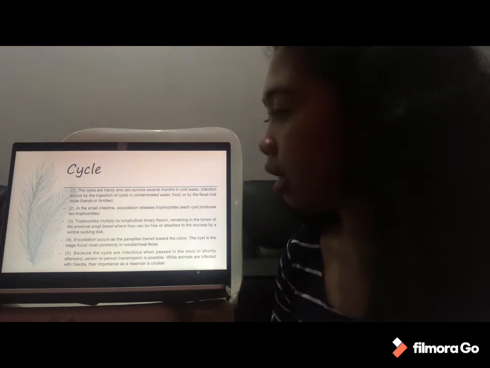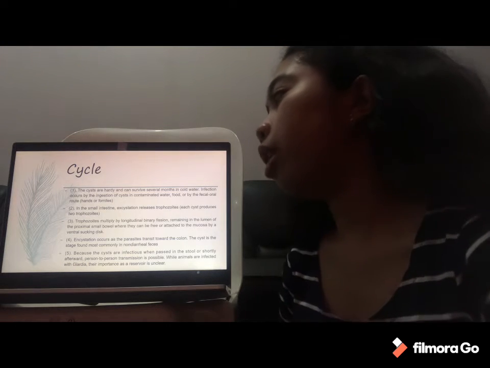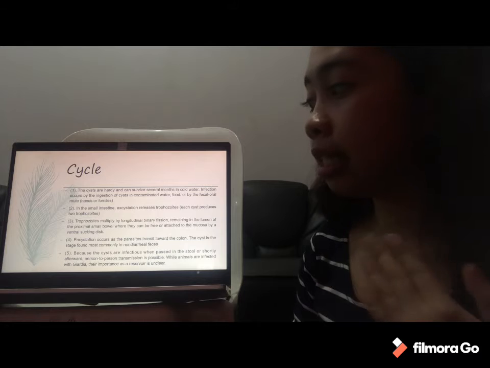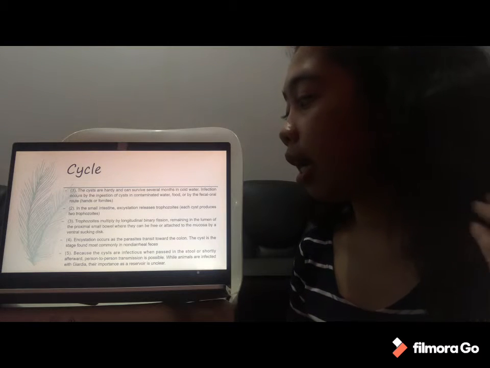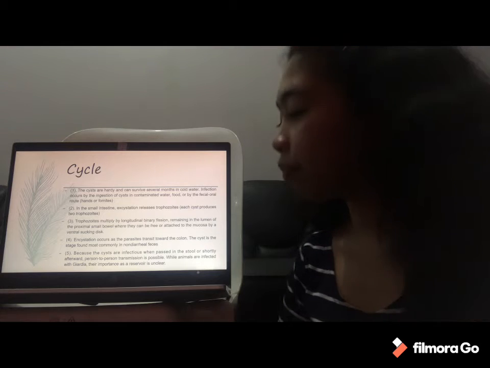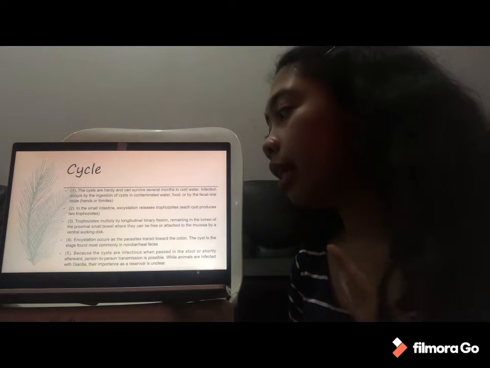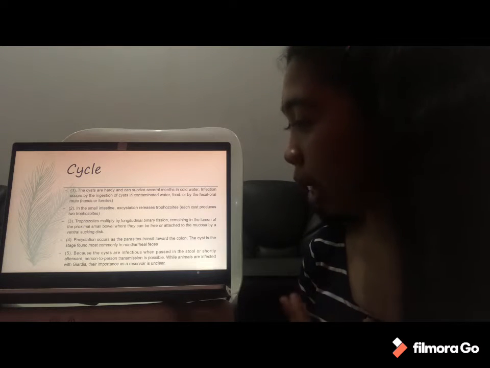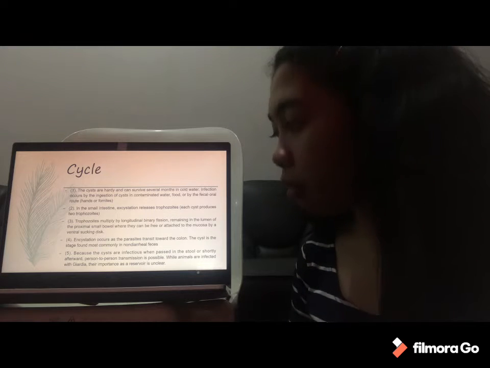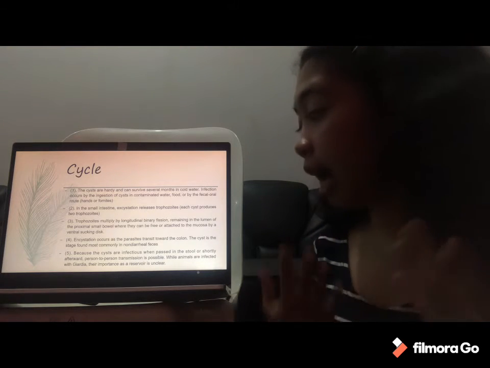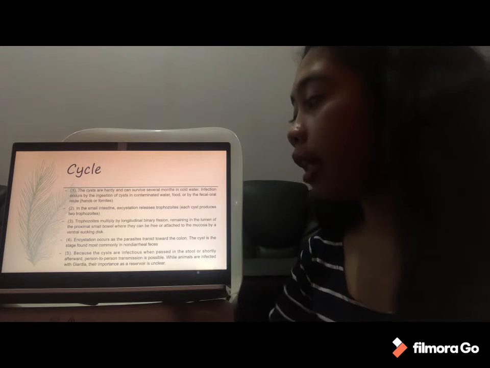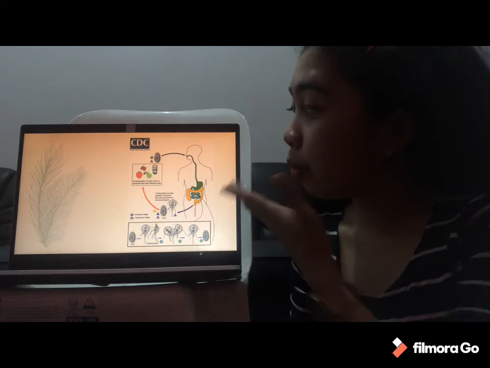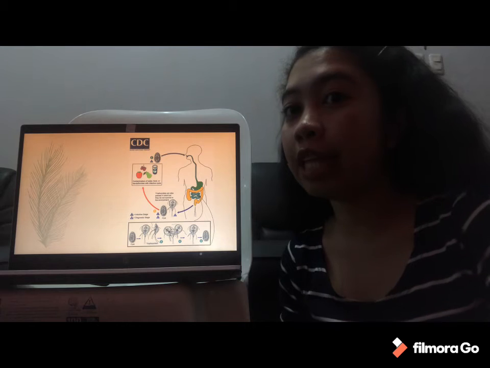The fourth is encystation. As the parasites transit toward the colon, the cyst is the stage found mostly in non-diarrheal feces. The fifth is that the cysts are infectious when they pass in the stool or shortly afterward, and person-to-person transmission is possible, while the animals are unaffected by Giardia and their importance is unclear. So next, we will look at the picture of the life cycle.